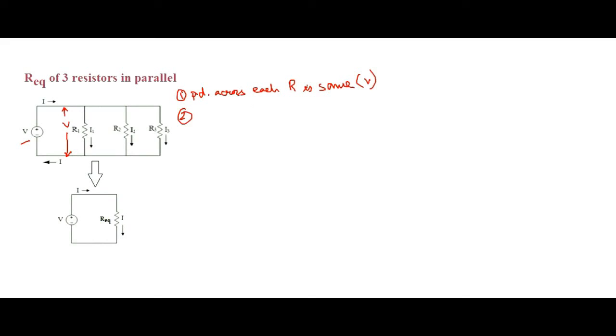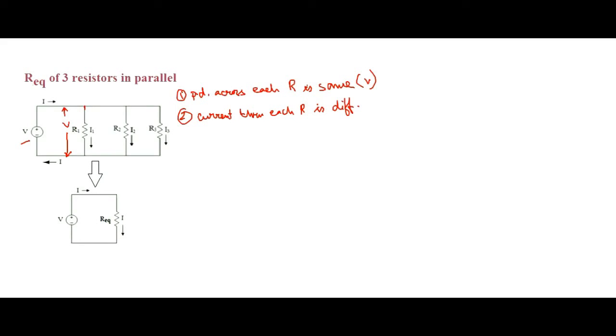Now let's talk about the current. You can see that the current at this point is divided into three components. Basically, current I is split into currents I1, I2 and I3. I1 is flowing through R1, I2 is flowing through R2 and I3 is flowing through R3. So the current through each resistance is different.